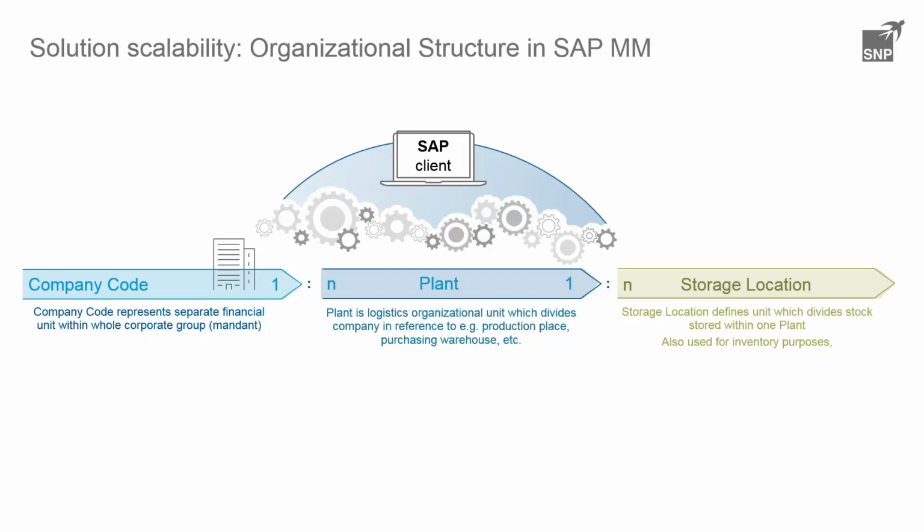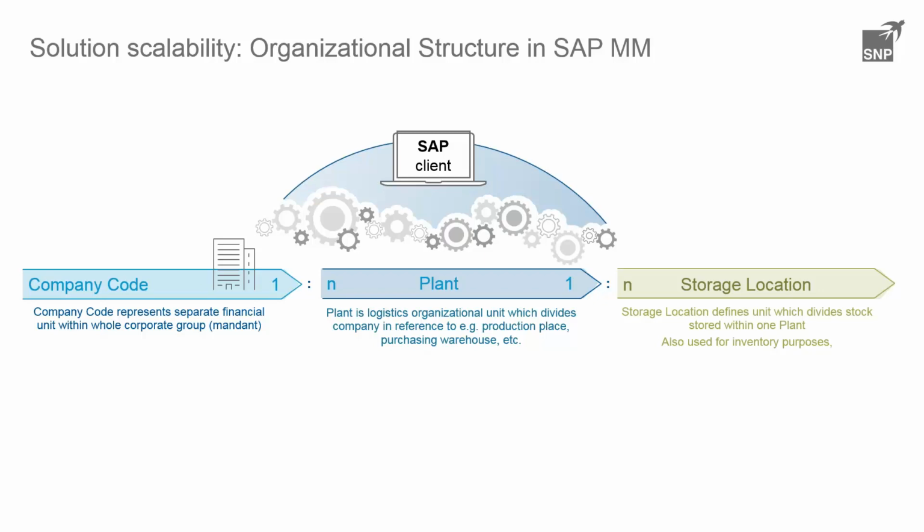From logistics point of view, there is also plant and storage locations determined. Many plants can be assigned to one company code. However, one plant can be assigned to exactly one company code. Analogically, more than one storage locations can be assigned to the plant. A plant itself could be, for example, a warehouse or a company branch. Thanks to the storage location, stocks could be distinguished within one plant.